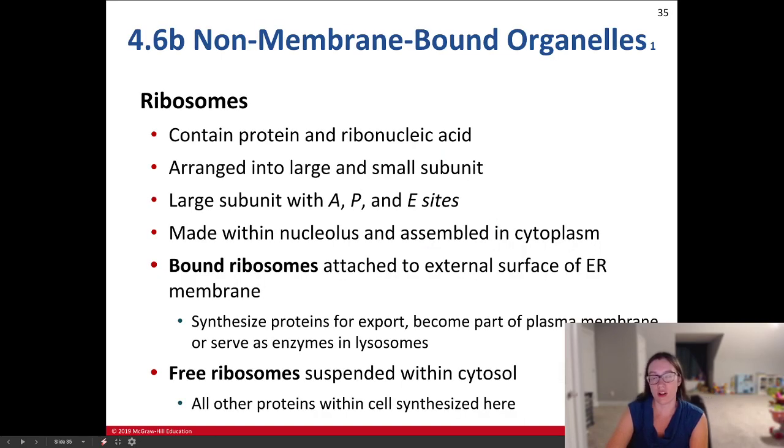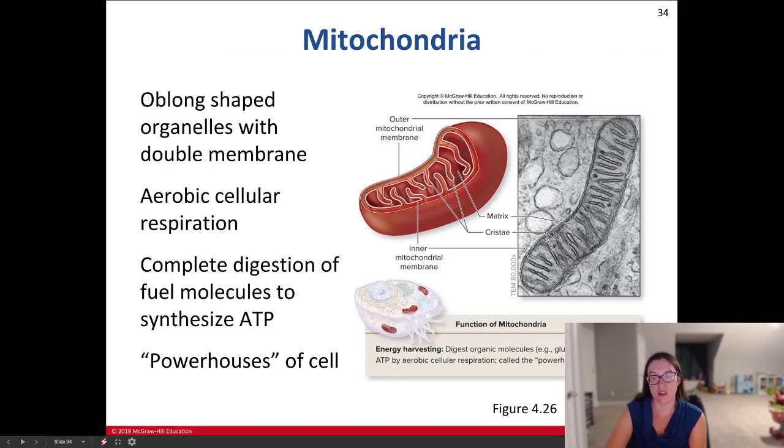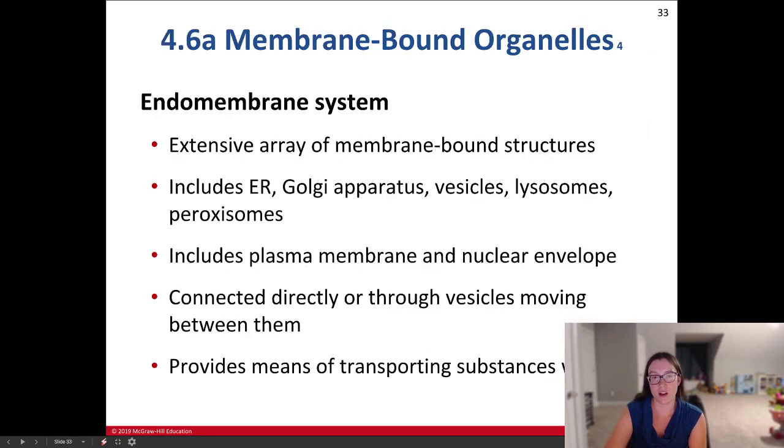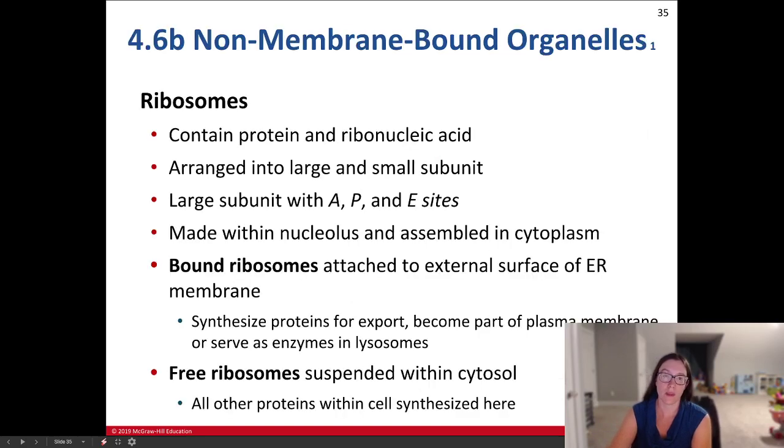So that was all of our membrane-bound organelles. And so all of our membrane-bound organelles except for the mitochondria participate in that endomembrane system. But now we're going to talk a little bit about the non-membrane-bound organelles. So the first one is a ribosome. And we already said that the ribosomes are going to make proteins, but they're actually made out of proteins also. So they contain proteins and a ribonucleic acid called an rRNA that make up these ribosomes. There's a large subunit and a small subunit that kind of sit together. And they're made within the nucleolus, but they're assembled in the cytoplasm.